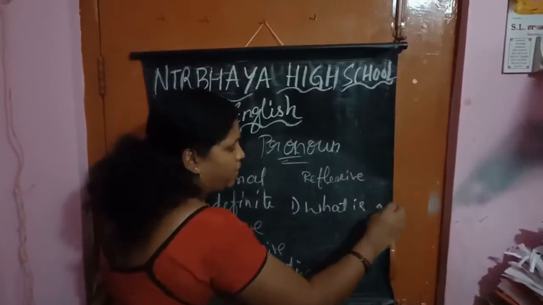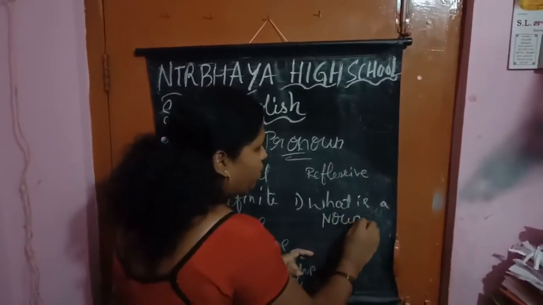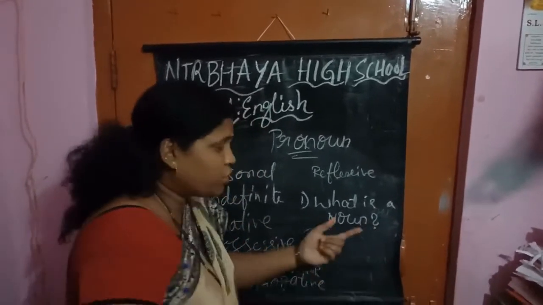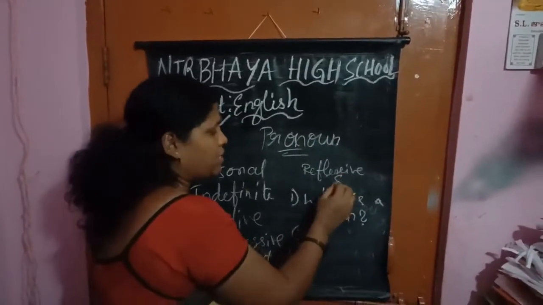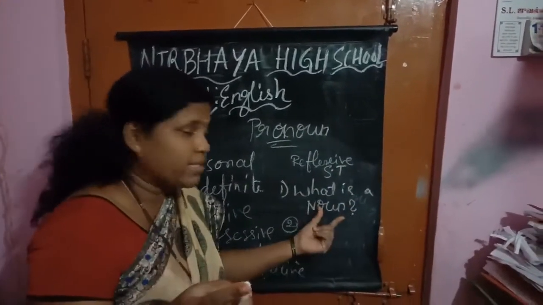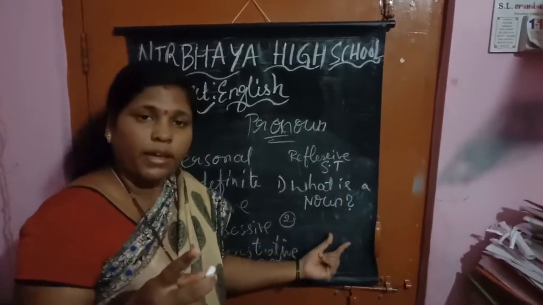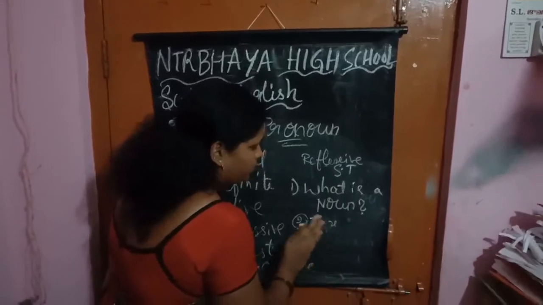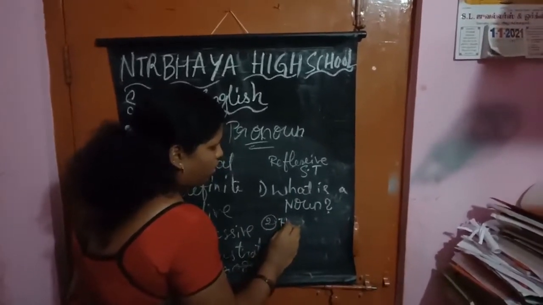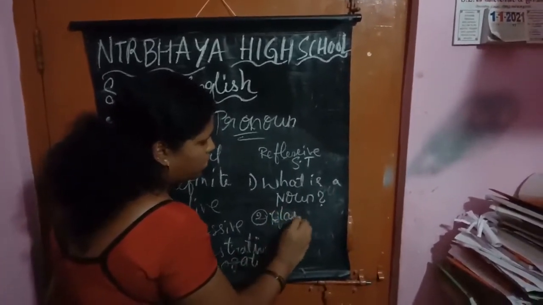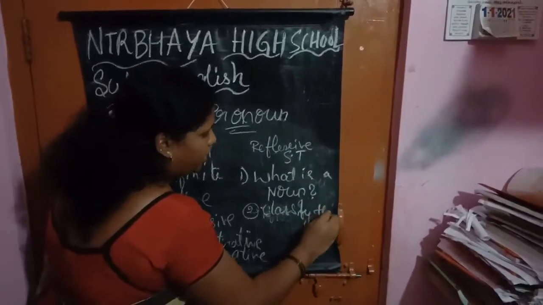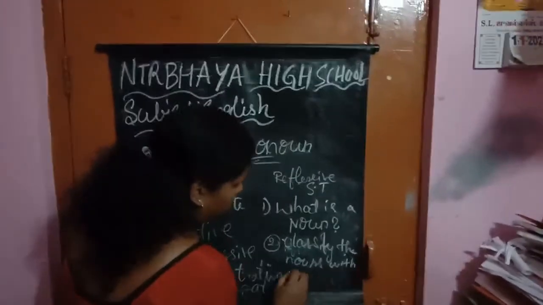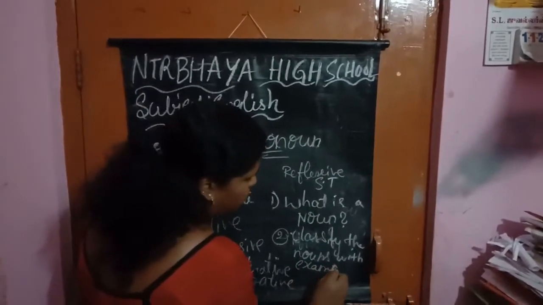What is a noun? First question. Second one. See here. Question. Write this as ST, children. Understood? In your homework book, write it as an ST. Understood? What is a noun? And here, types of, classify the nouns with examples. These two questions only.